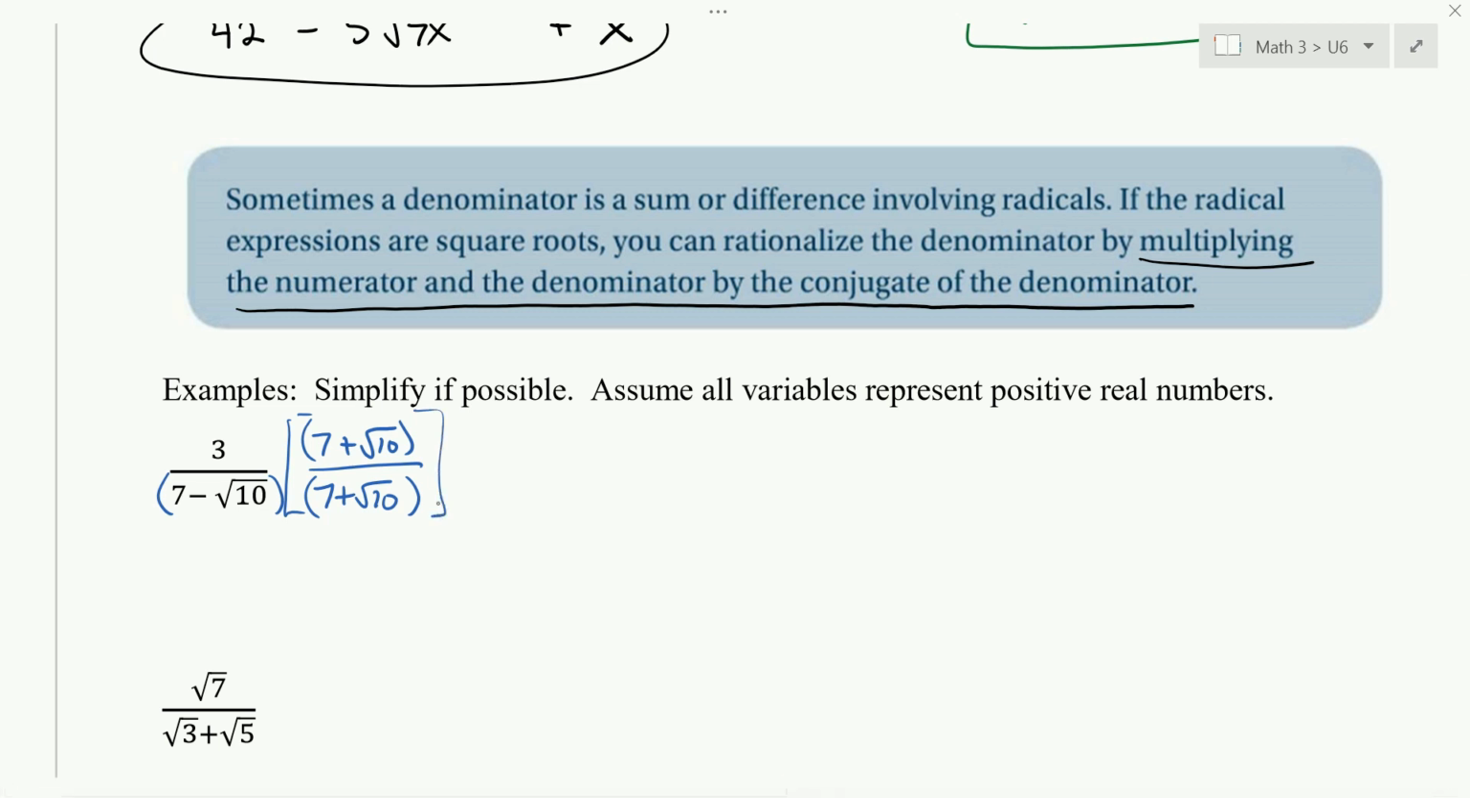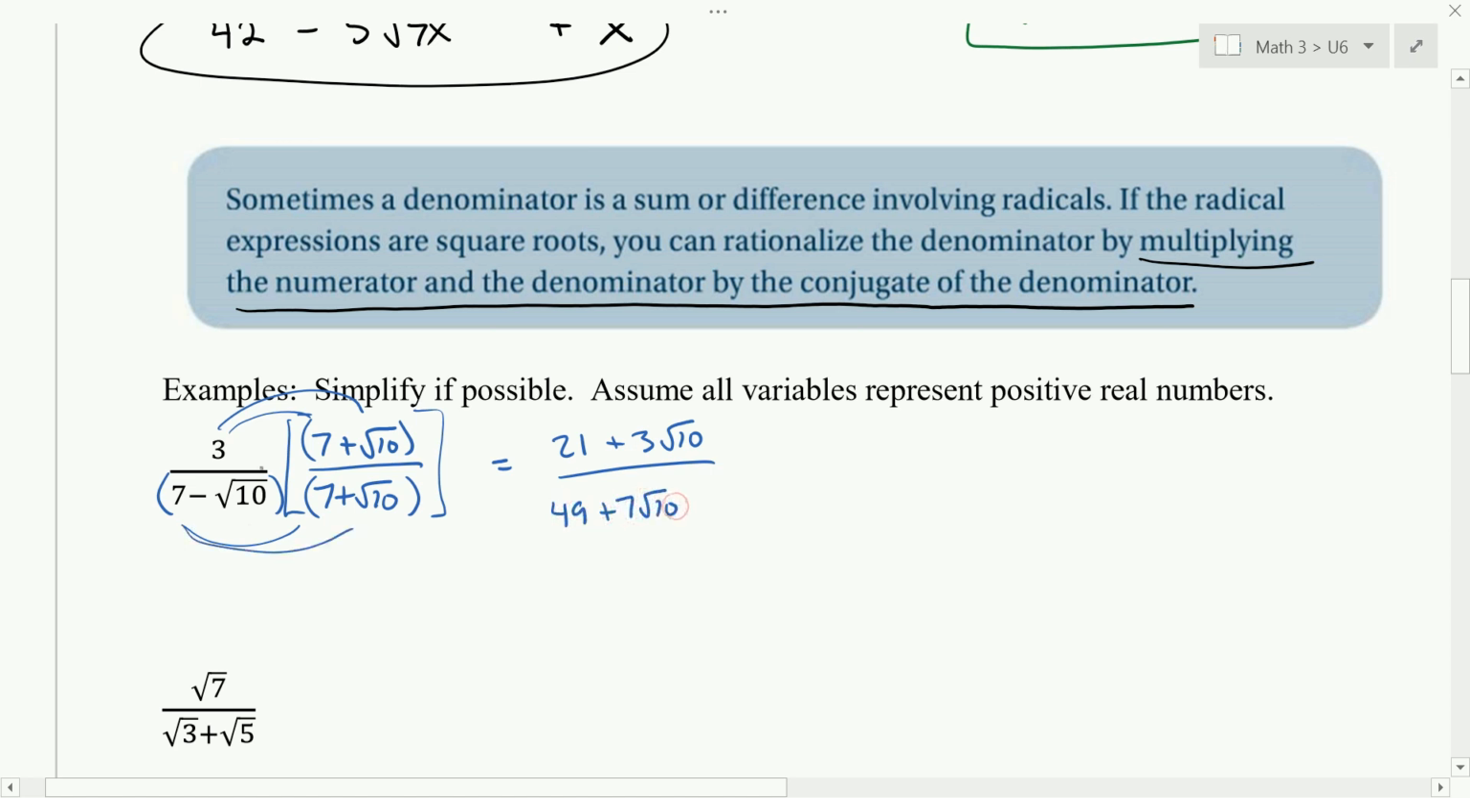out, hopefully it works. So let's see, 3 times 7 is 21. 3 times square root of 10 is 3 times square root of 10. 7 times 7 is 49. 7 times square root of 10. Negative square root of 10 times 7. And lastly, negative square root of 10 times positive square root of 10. It still looks like a mess. Gonna work out though?